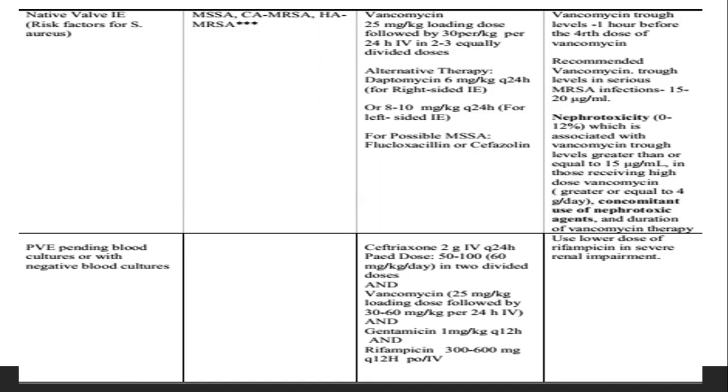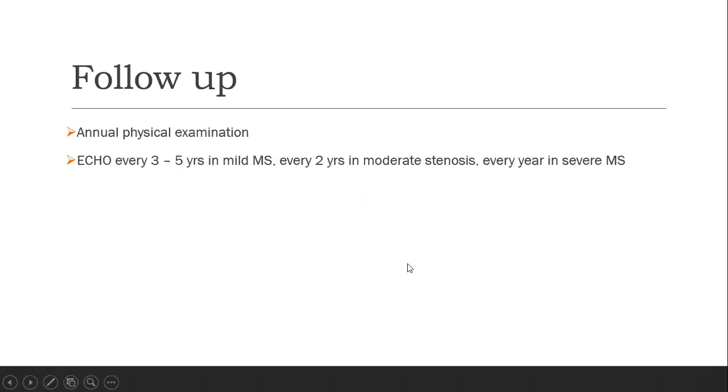So again, PV is prosthetic valve endocarditis. The treatment will be both the one we gave for native valve endocarditis, ceftriaxone plus gentamicin. Also, we can give vancomycin. Just know the drug names. Okay, so leave off the deviation.